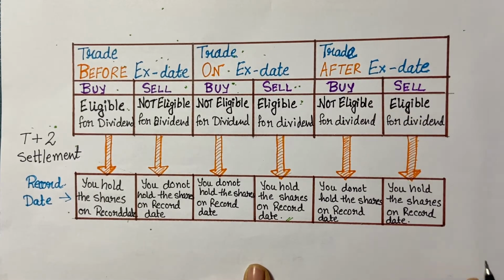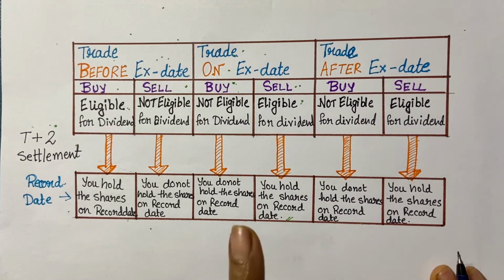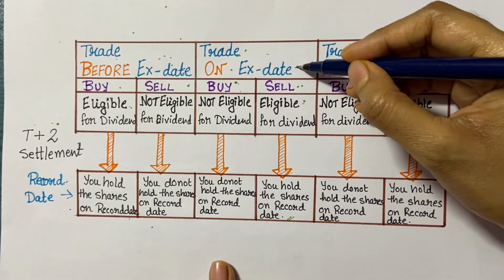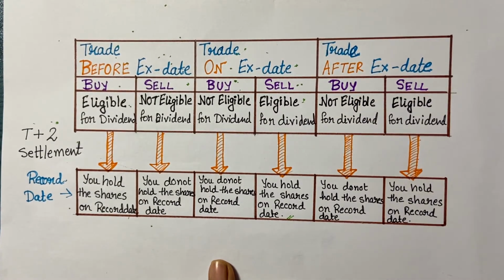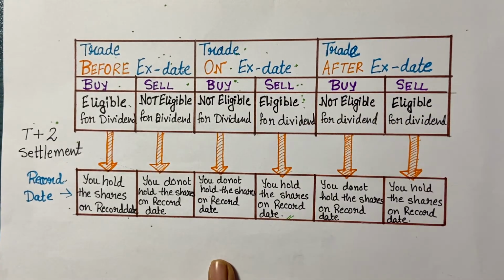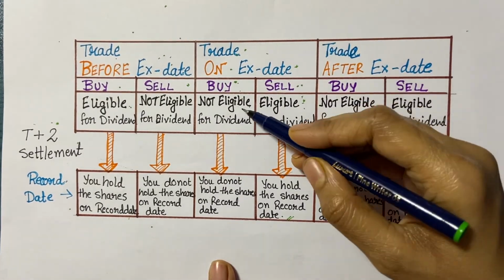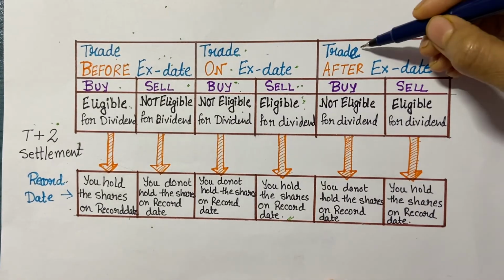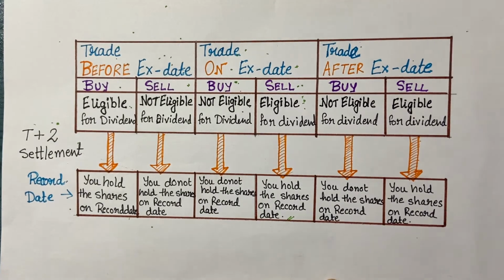Here is a small tip on how I used to remember this. On the X date, even if you have a trade, remember that when you get up in the morning, if you are selling, you still have those shares, and if you are buying, you didn't have those shares before you did the trading. That is how I used to remember whether I will be eligible for the dividend or not. The third thing is if you have a trade after the X date.